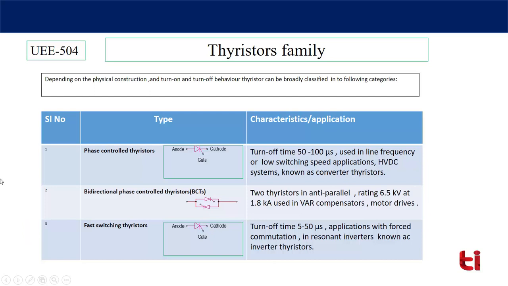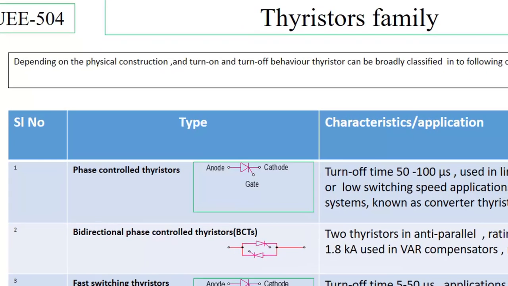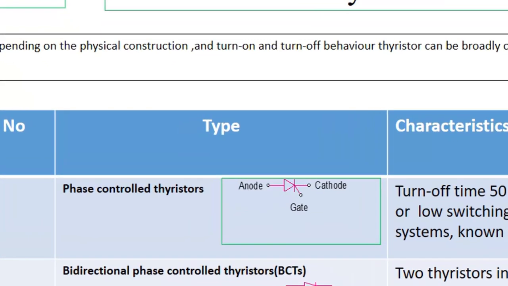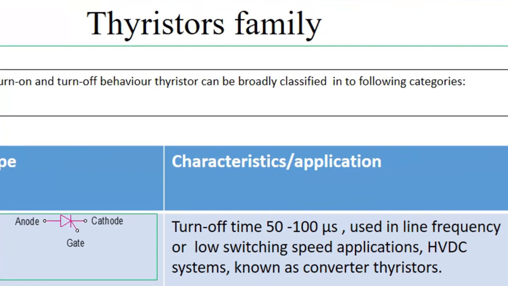Depending on the physical construction and turn on and turn off behavior, thyristors are classified in different categories. First one, phase control thyristors. This we have discussed in detail. The characteristics of this thyristor: turn off time is 50 to 100 microseconds. So it is not used for very high frequency applications.